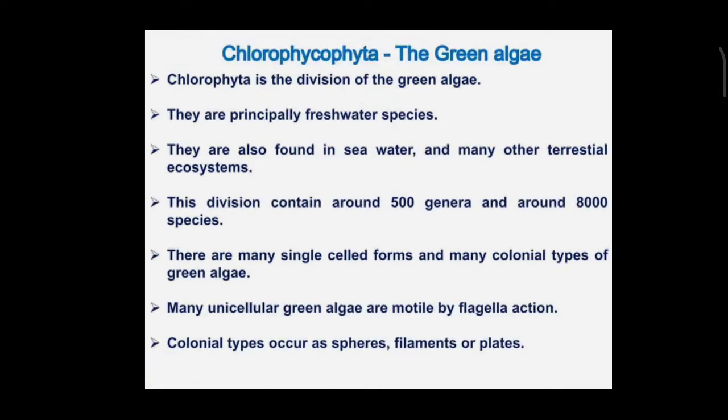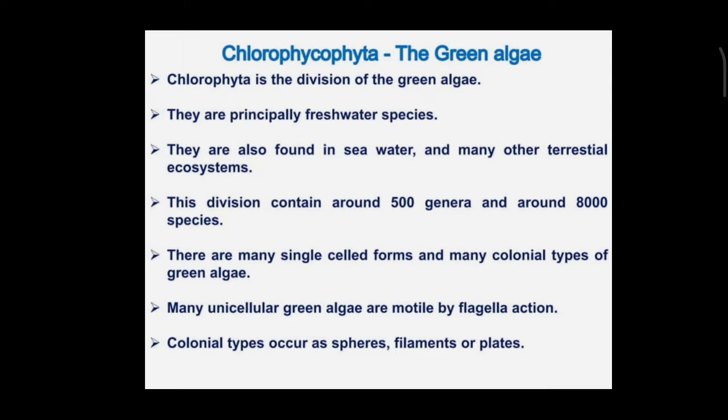We are going to see about the Chlorophyta in this seminar. It is commonly known as the green algae. The Chlorophyta is the division of the green algae. They are principally freshwater species. They are also found in seawater and many other terrestrial ecosystems. This division contains around 500 genera and around 8,000 species in it.